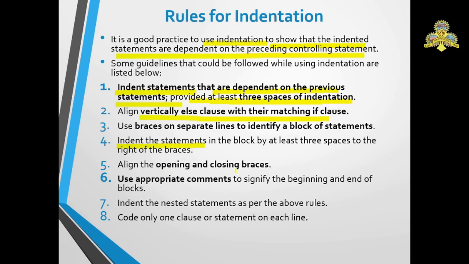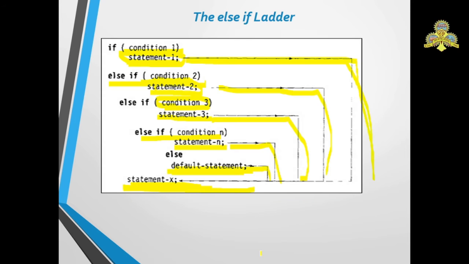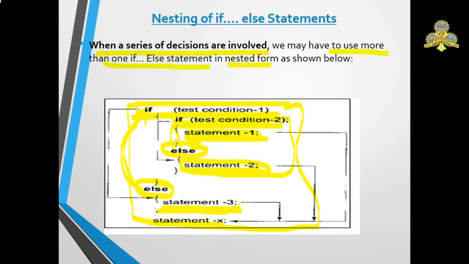Align the opening and closing braces. You have to align the opening and closing braces of if else statements. And you can use appropriate comments to specify the beginning as well as end of a block. In the previous example, here you can write the comments to signify the beginning as well as end of blocks. Here you can write the comments in this line. You can write it as outer if statement.